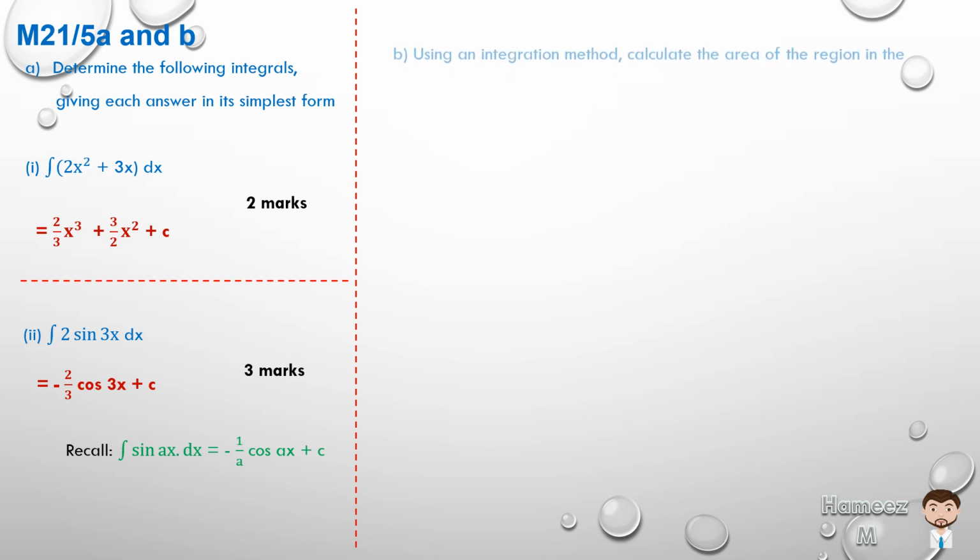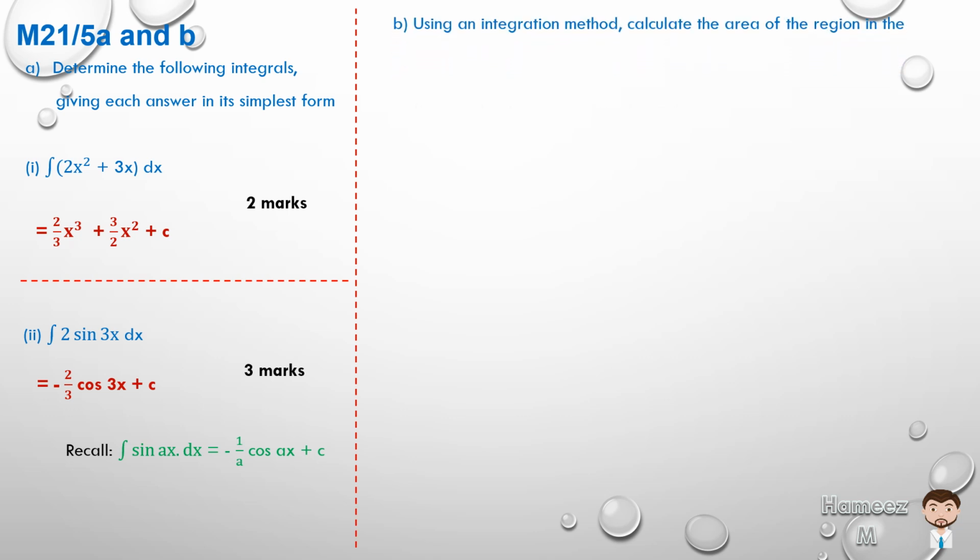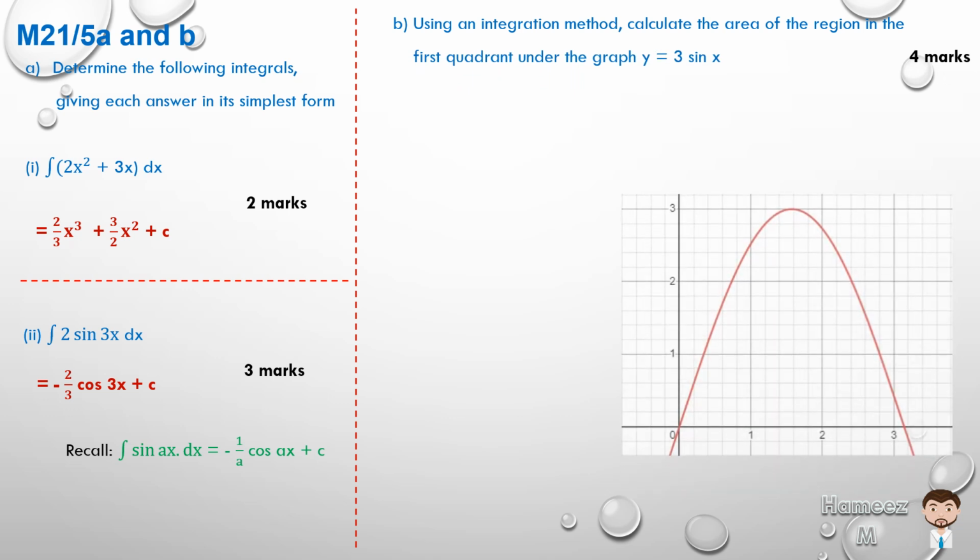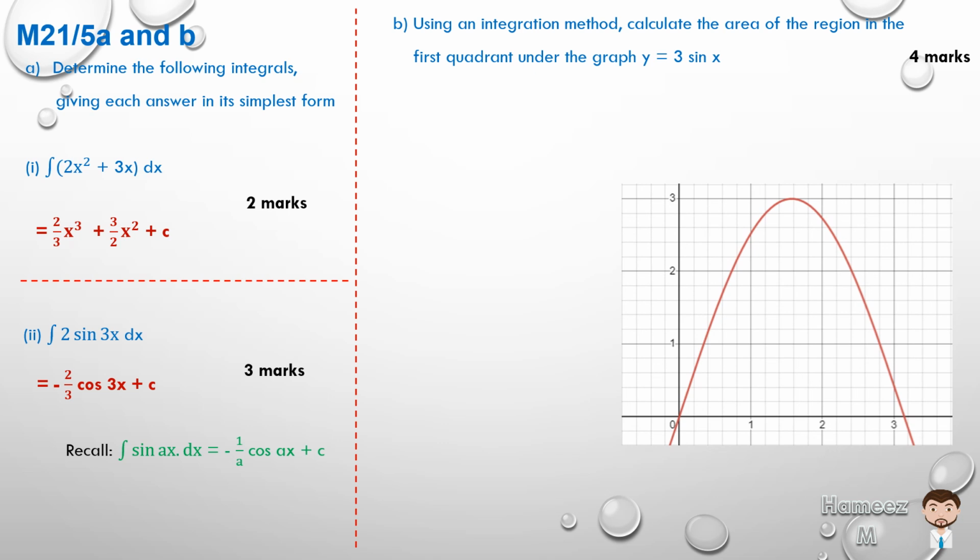Part B, using an integration method, calculate the area of the region in the first quadrant under the graph y is equal to 3 sine x. So let's bring up that graph. And of course, it looks like the graph y is equal to sine x, where it cuts at 0 and pi, but it's 3 times that amount, meaning the y values will be 3 times the amount.